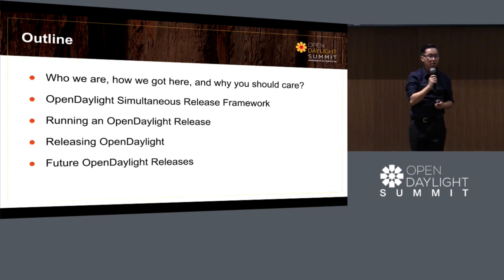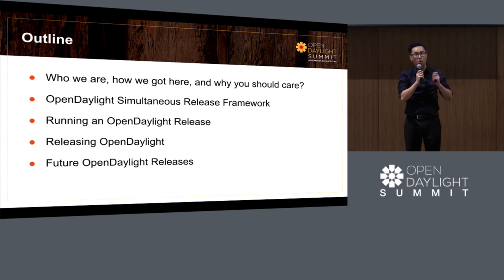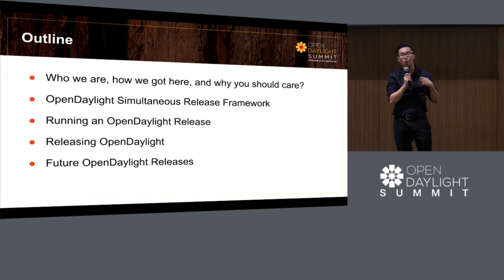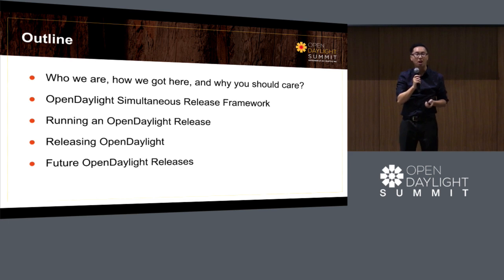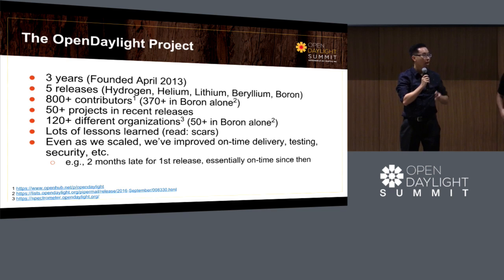So today we'll be talking about how OpenDaylight manages its simultaneous release. We'll be talking a little bit about the process that goes in to organizing all 54 projects to deliver mostly on time, and the mechanics needed in order to have and to deliver successfully.